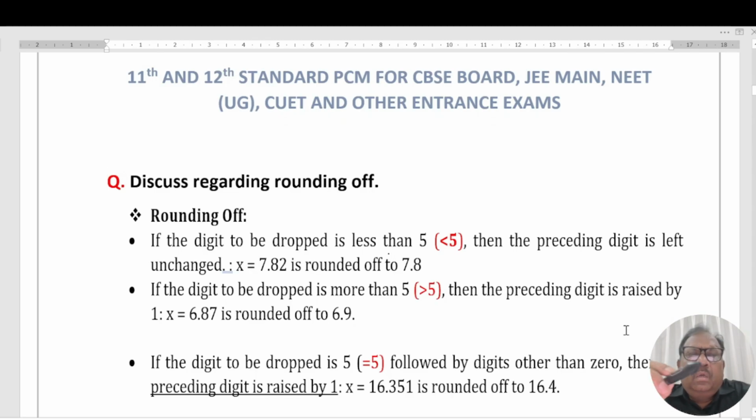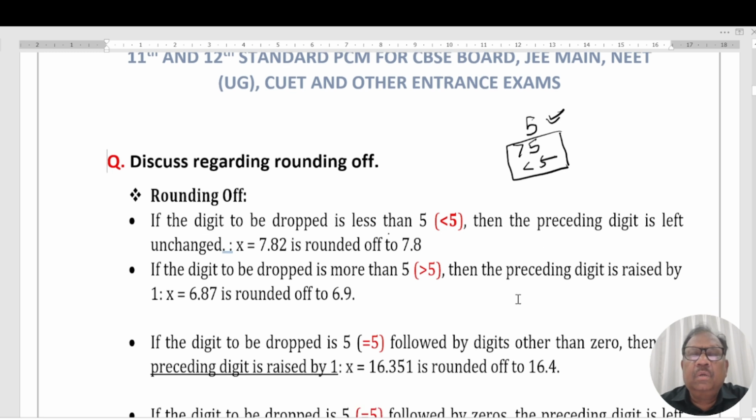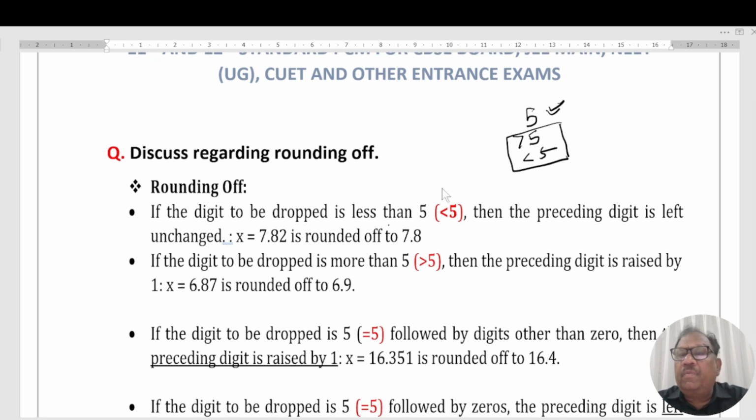Question is, discuss regarding rounding off. राउंडिंग ऑफ में 3 केसेस होते हैं. एक तो एग्जैक्टली 5 होता है, ग्रेटर देन 5 होता है, लेस देन 5 होता है. इसमें कोई इश्यू नहीं है. इसमें डिफरेंट केसेस टू बी कंसीडर्ड. नॉव लेट्स स्टार्ट द क्वेश्चन. इफ द डिजिट इज टू बी ड्रॉप्ड इज लेस देन 5, देन द प्रीसीडिंग डिजिट लेफ्ट अनचेंज्ड. जैसे एग्जांपल है x इक्वल टू 7.82, 2 is rounded off. 2 को राउंड ऑफ करना है, तो it is less than 5, the answer will be 7.8.